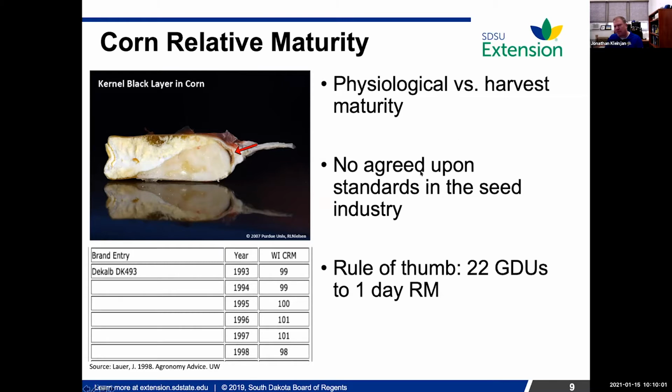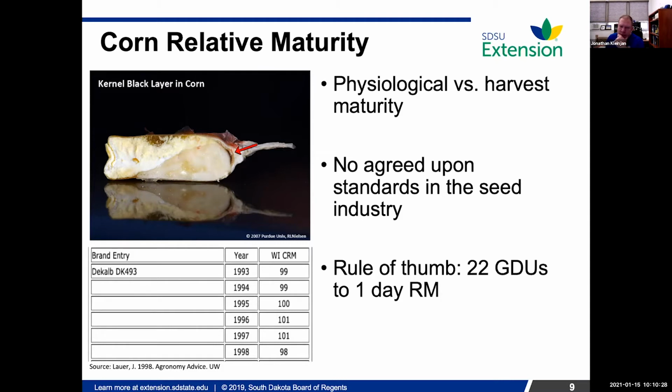Now the problem is there's no really agreed upon standard in the seed industry. Minnesota is the only state that requires a maturity rating to be accurate. They say that to sell a hybrid in the state of Minnesota, it has to test within 3 days of the advertised maturity. But pretty much each company's on their own for their own ratings.